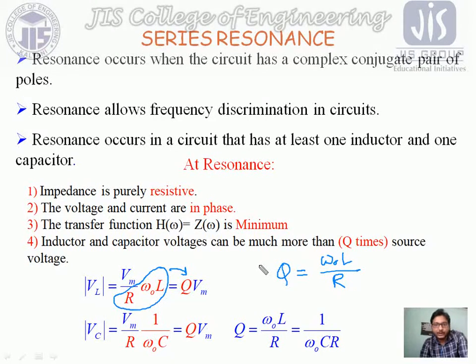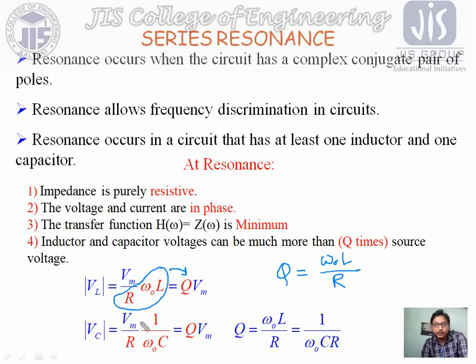One definition of the quality factor is how many times the inductor voltage is of the source voltage. That factor is nothing but omega L by R. If we multiply the source voltage with this factor, we get the actual voltage across the inductor. So that factor is called the quality factor for the inductor.